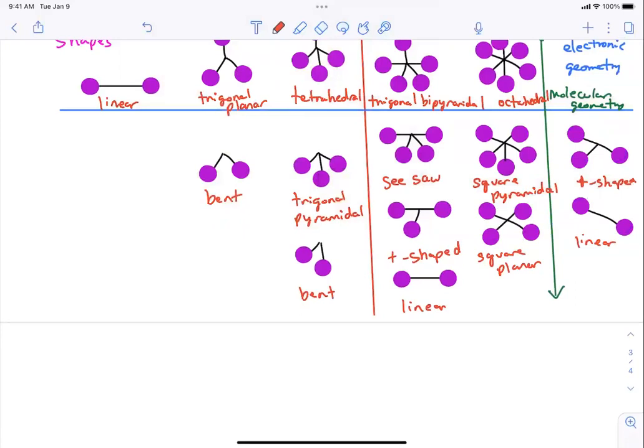So again, minimize what you have to memorize. If you memorize these 5 shapes, you can figure out all these other shapes when necessary by taking away lines from your shape.